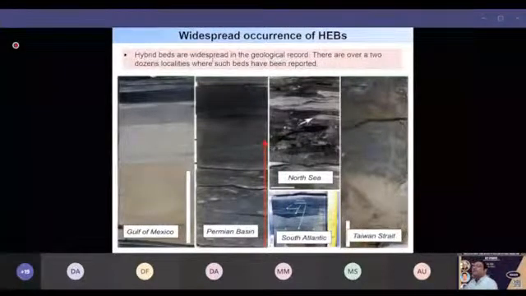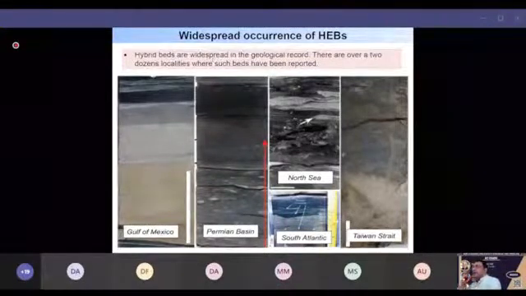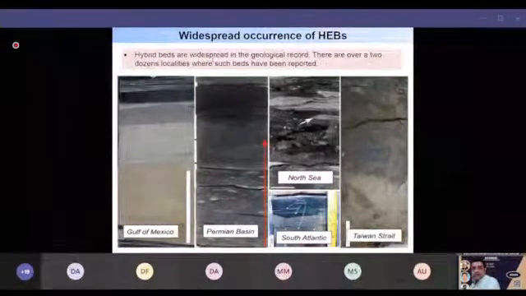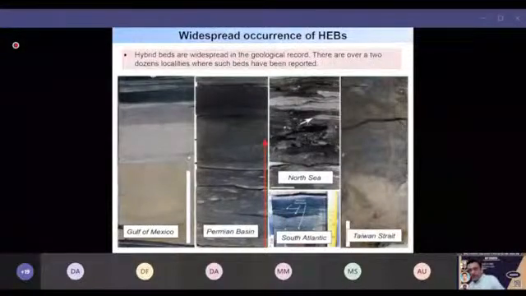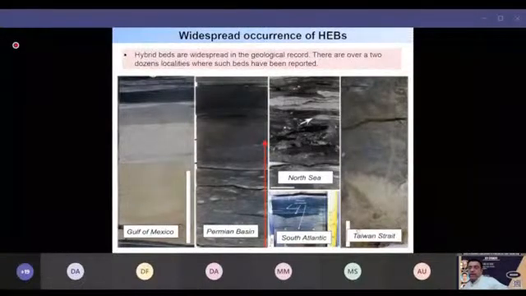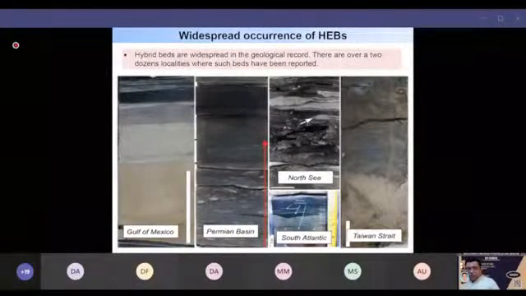So hybrid beds are widespread. They occur in all sorts of deep water systems. At least I know more than two dozen deep marine systems, both modern and ancient, where these types of deposits occur. Like I have shown you some really famous examples from the Gulf of Mexico, the Permian Basin, the North Sea, the South Atlantic, and the Taiwan Strait. I mean, the phenomenon is really widespread.